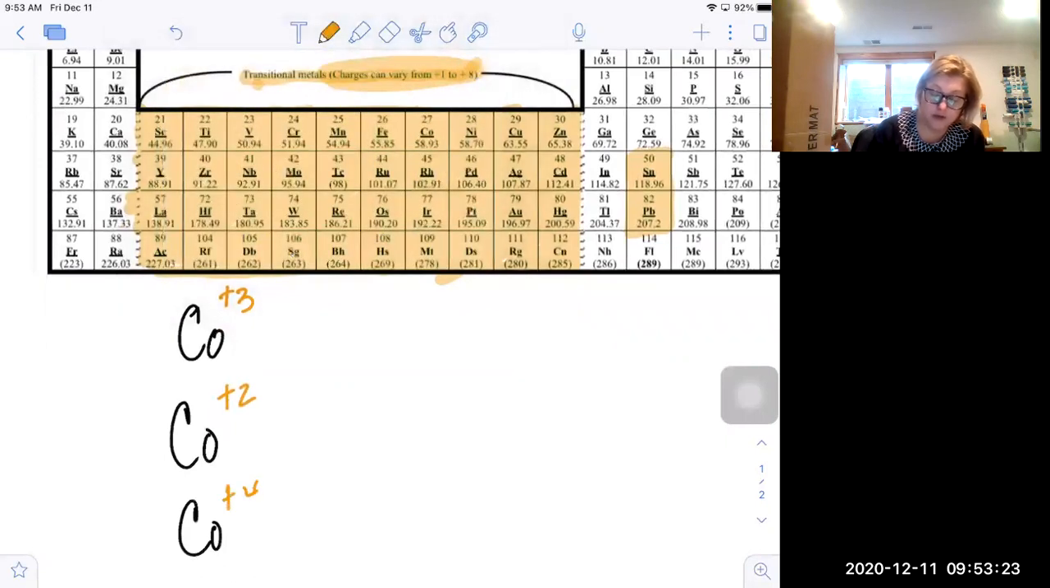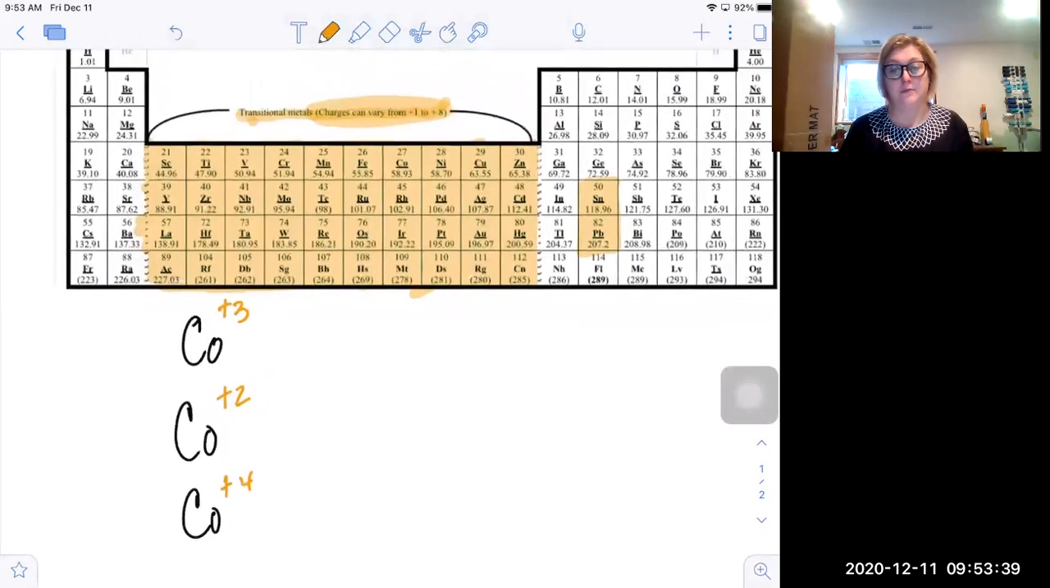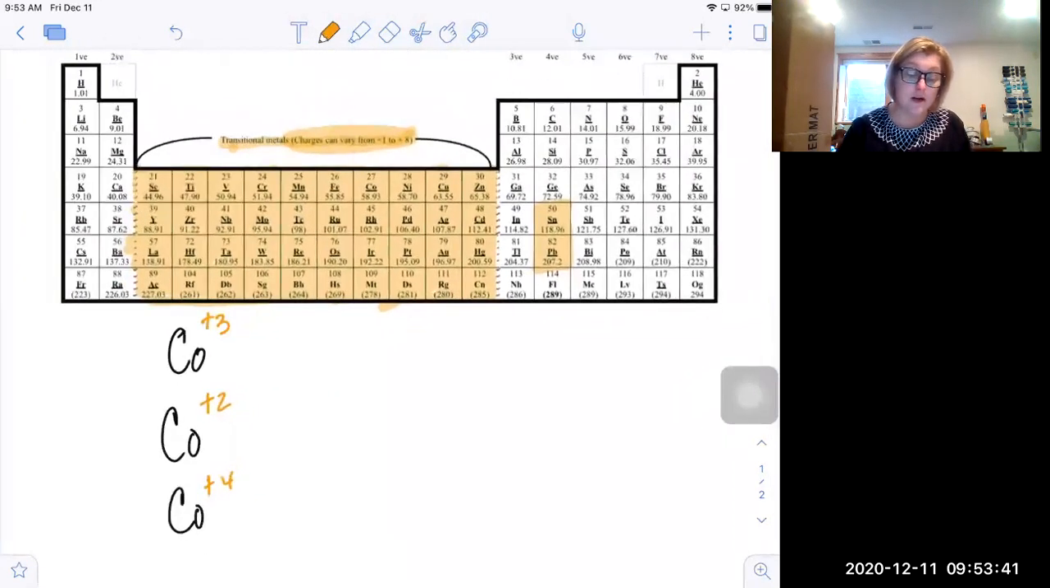Just so you know, any of those that are colored in the orange section can change. It's really important that we know and are able to communicate what that charge is, because it can have a whole other set of properties and characteristics. So we are going to combine those with these guys over here. These are our non-metals, and we're just going to pick any one and combine it with that.